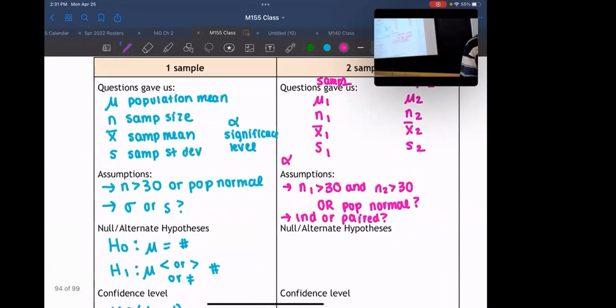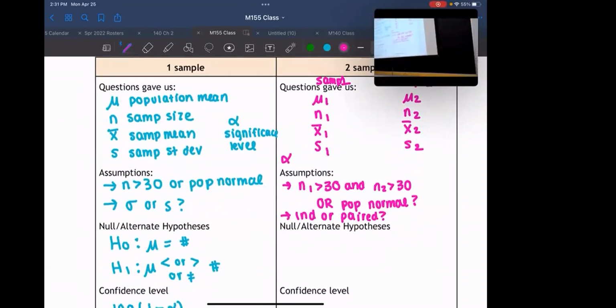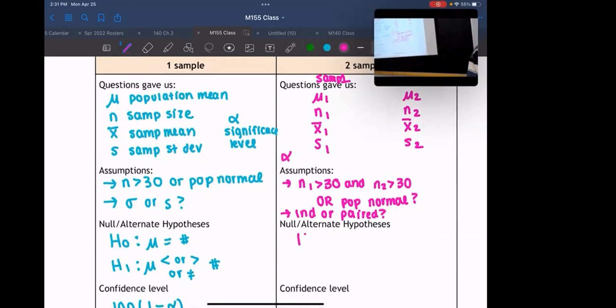Okay, here's where things get a little bit different. The null and alternate hypotheses. We are still going to have these same symbols, H0 and H1. We're still going to put the colons to say, here's H0, here's H1. And we're still going to be talking about the mean. So I'm going to write the mean.